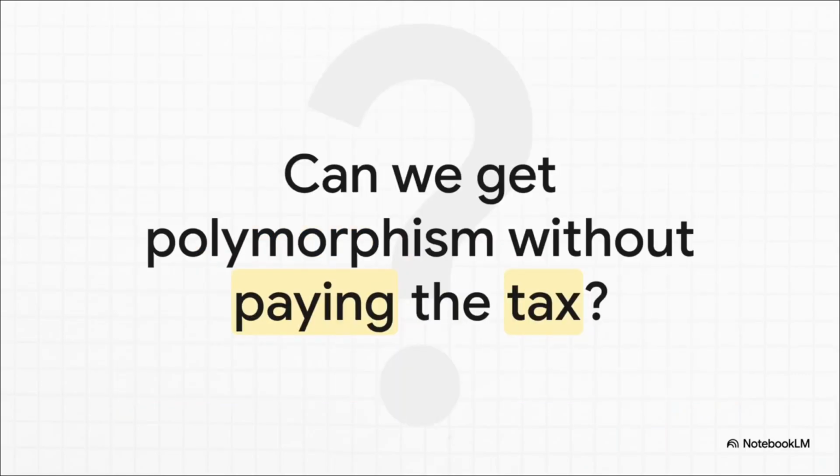So that brings us right back to the big question. Is this tax just something we have to live with? Is there any way to get all that amazing flexibility of polymorphism, but with zero runtime cost? Can we get it for free? And this is where Rust just completely changes the game.